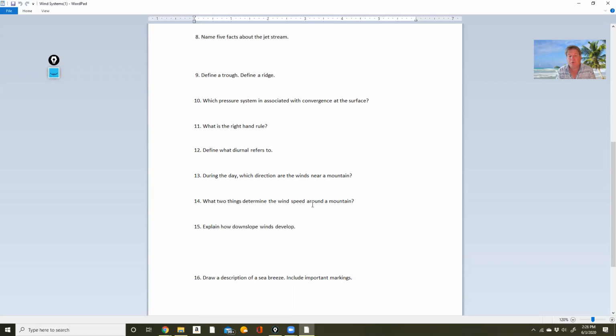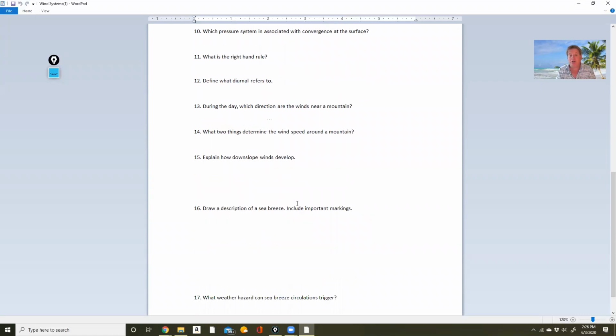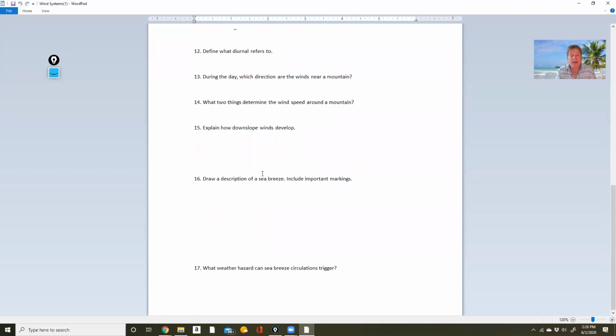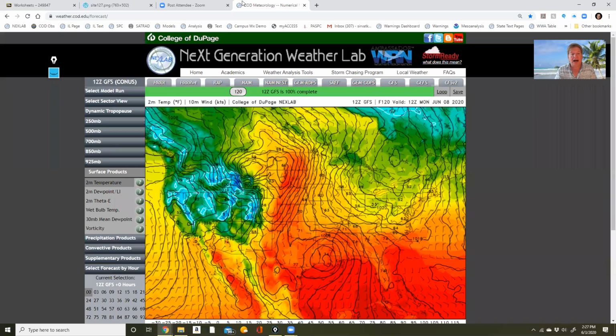What 2 things determine the wind speed around the mountain? That's in the module, so I'll let you find that. It explains how downslope winds develop. There's something called a cold air avalanche, which is kind of neat. Hey, draw a description of a sea breeze. You need to put in a good diagram in here. And then what hazard can sea breeze circulations trigger? Well, the answer better be thunderstorms. Okay, so that was a lot of stuff.